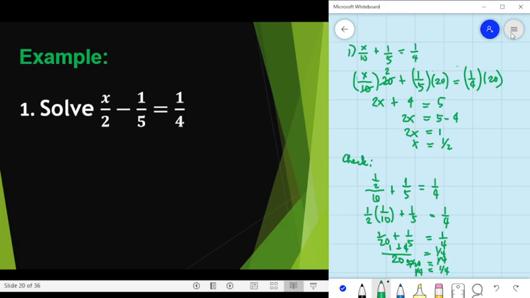Okay, so please correct the given: it must be x over 10 plus 1 over 5 is equal to 1/4. Sorry, that was a typo in the encoding.